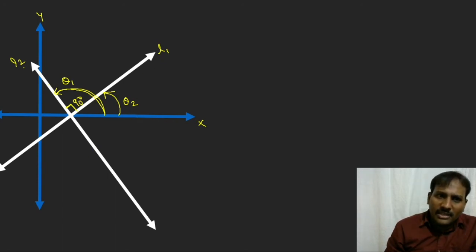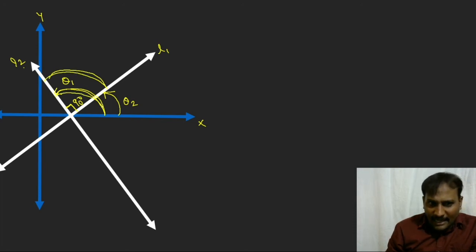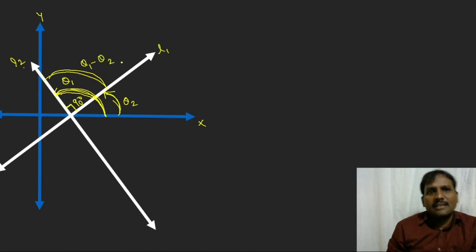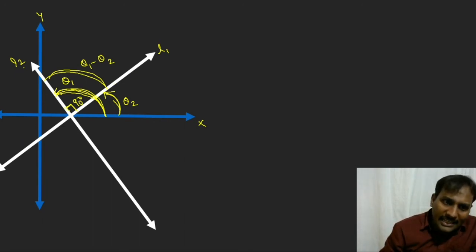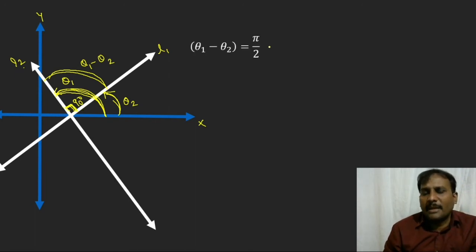Now what about this angle? See, this complete angle is theta 1 and this is theta 2. What about this angle now? Theta 1 minus theta 2. Okay, so theta 1 minus theta 2, clearly it is 90 degrees. So theta 1 minus theta 2 is pi by 2 or 90 degrees, whatever it is.